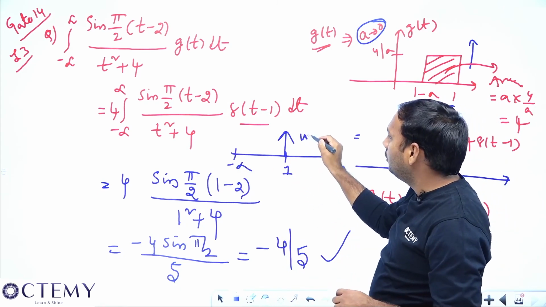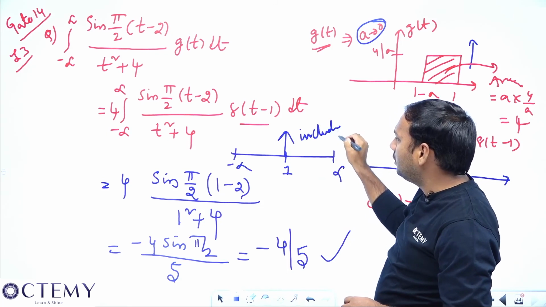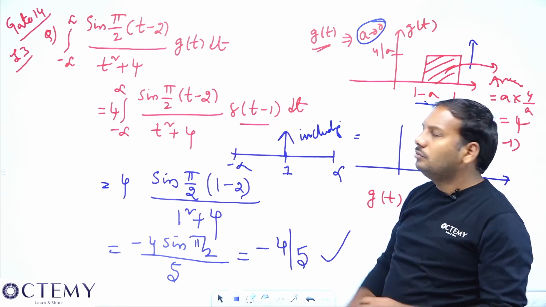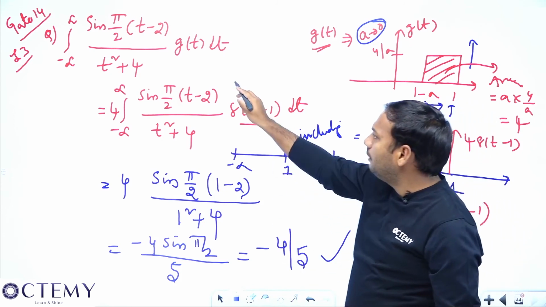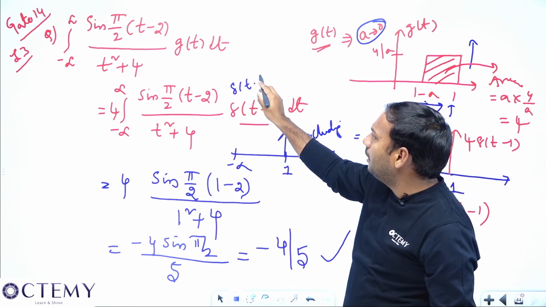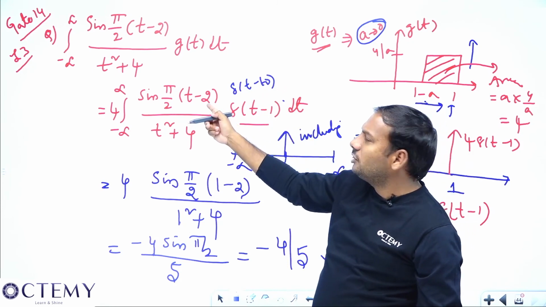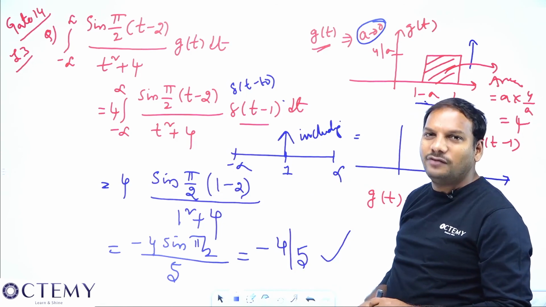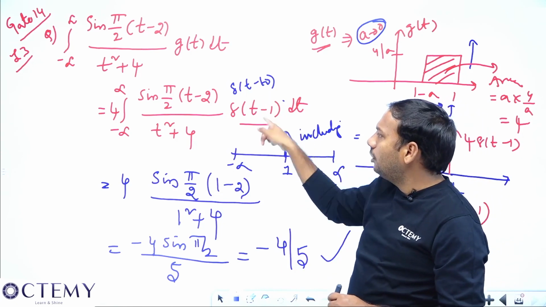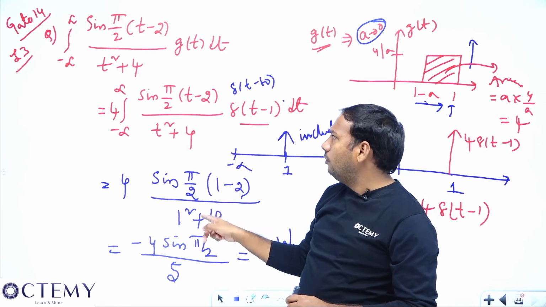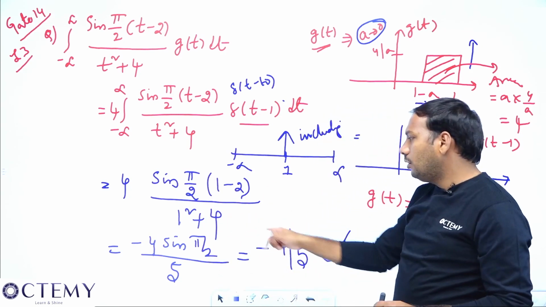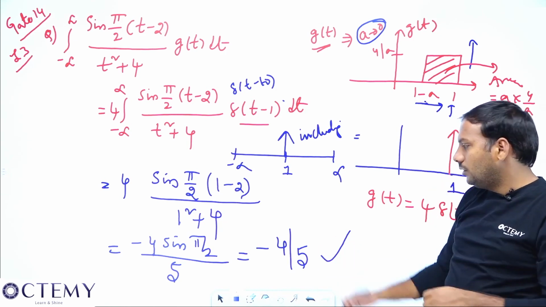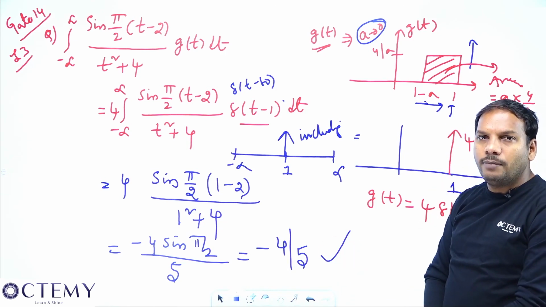It is including. So including means the answer is directly the whole function evaluated at t equal to t naught, which is 1. It is the del of t minus t naught property. Don't consider t as 2. That option will be there in the multiple choice, so don't get confused. It is del of t minus t naught with t naught as 1, evaluated at t equal to 1. Then finally I got minus 4 sine pi by 2 by 5. Sine pi by 2 is 1. So the answer is minus 4 by 5.